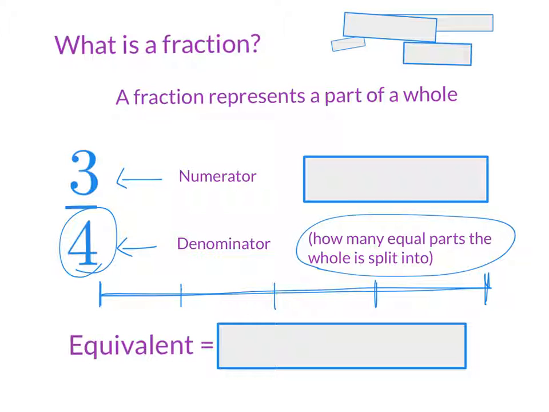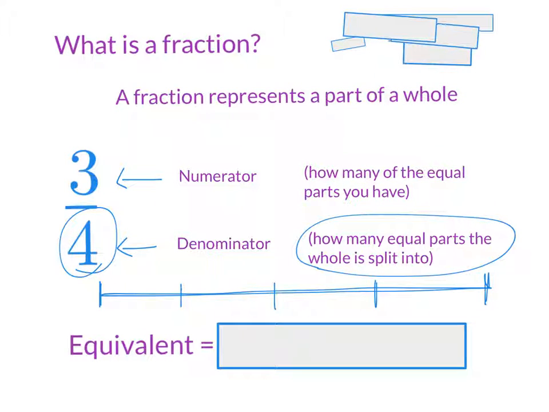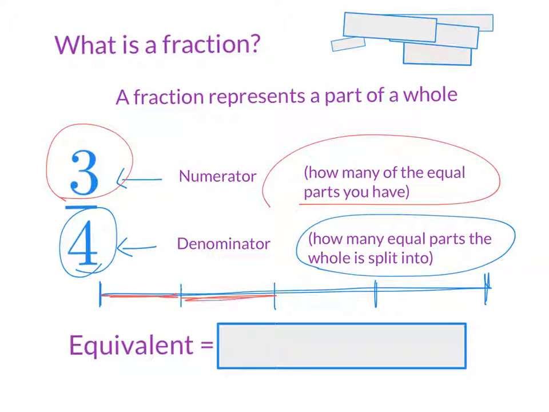Okay. The top number, the numerator, tells you how many of those equal parts you have. So if my numerator is 3, how many of my equal parts do I have? 3. So here's 1 equal part, here's 2 equal parts, and here's 3 equal parts. So 3/4 would go from the beginning to right here. Does that make sense? Is this modeling a fraction using a number line, an area model, or numbers? A number line. So do you see how I can model 3/4 by splitting my whole into 4 equal parts and then marking off 3 of those equal parts?